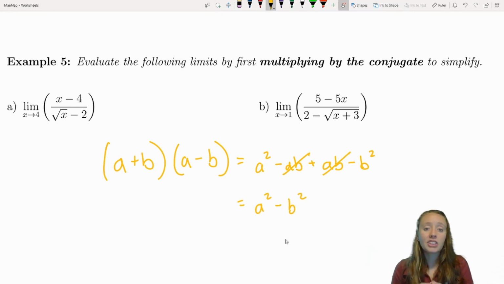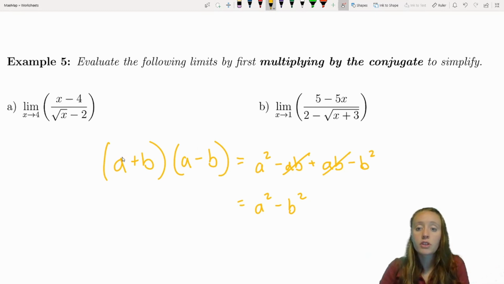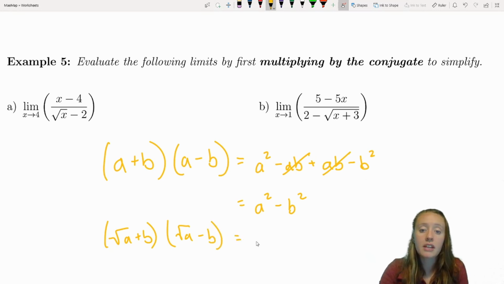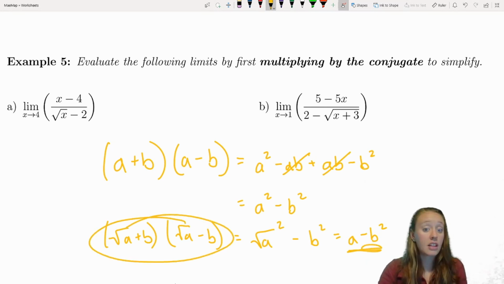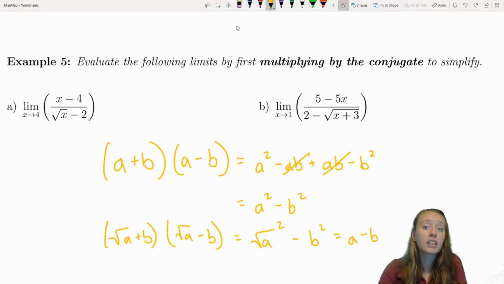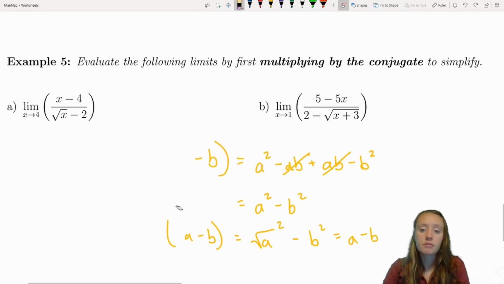So multiplying by the conjugate helps, especially with dealing with square roots, because when we wind up squaring a square root, that square root cancels out, which makes our functions easier to work with. So if you can envision that I had the square root of a plus b times the square root of a minus b, that would be the square root of a squared minus b squared, which would leave me with a minus b squared, which is a lot easier to work with than all of these square roots. So let's go ahead and apply the multiplying by conjugate method in order to solve these limits.